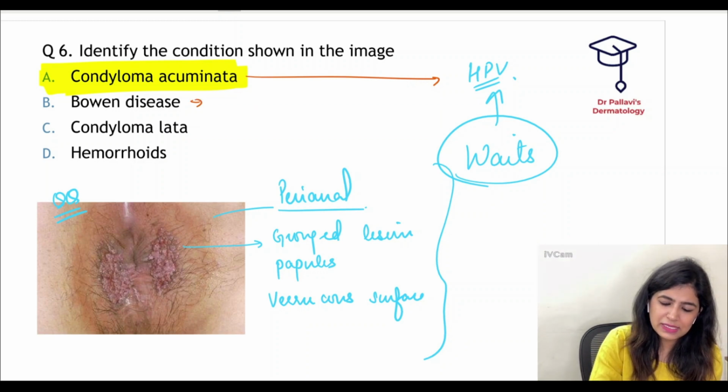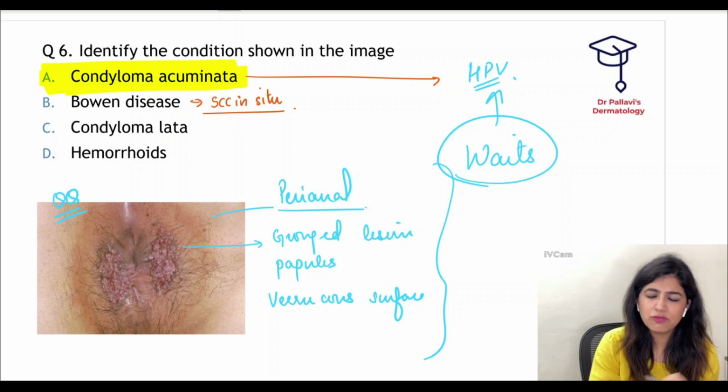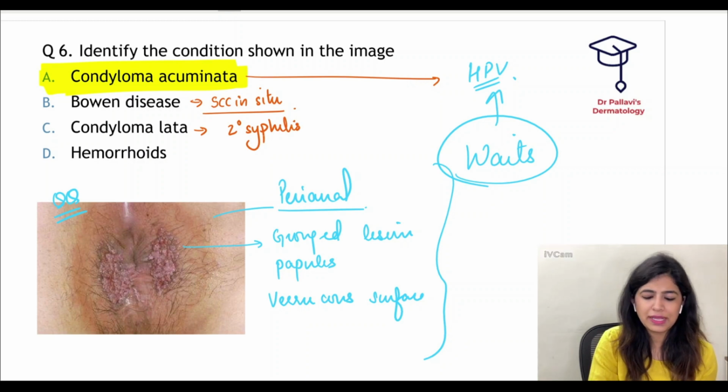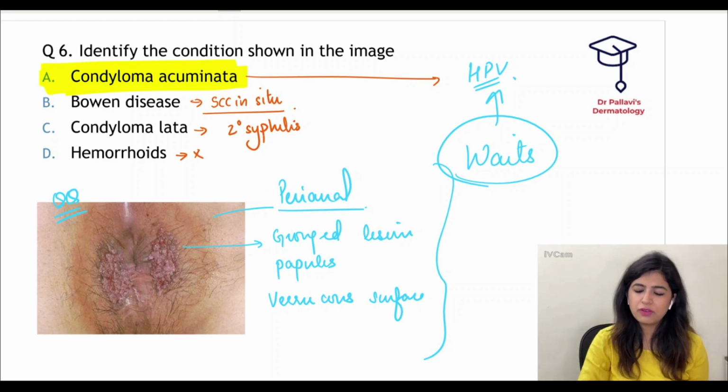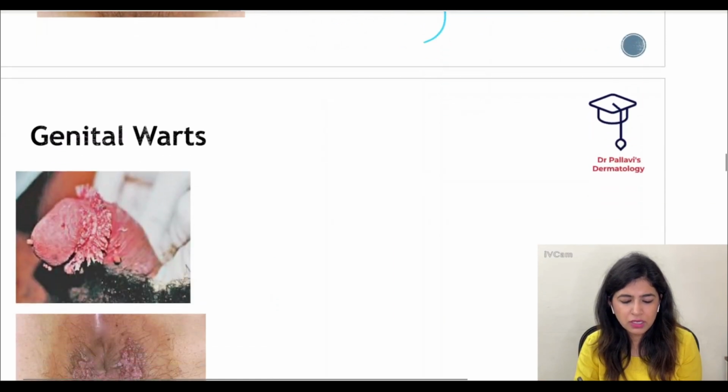Bowen's disease is a different thing. That's almost like an SCC in situ. It's a dysplastic change which is caused due to this virus, but that doesn't look like this. Condyloma lata is seen in secondary syphilis. Again, it does not look like this. Hemorrhoids are due to venous dilatation. Again, it does not look like this. So, rough verrucous papules in the perianal region. Answer is condyloma acuminata, which is another name for viral warts.